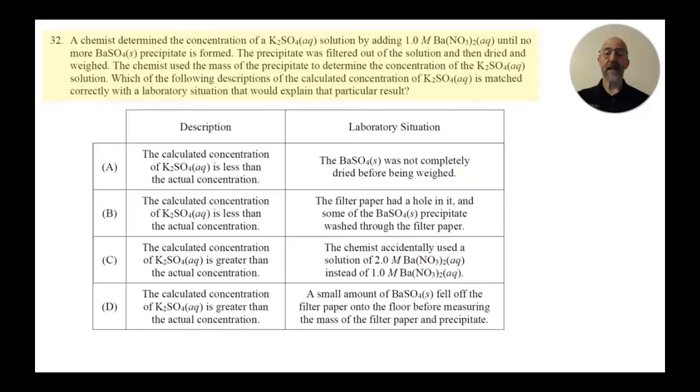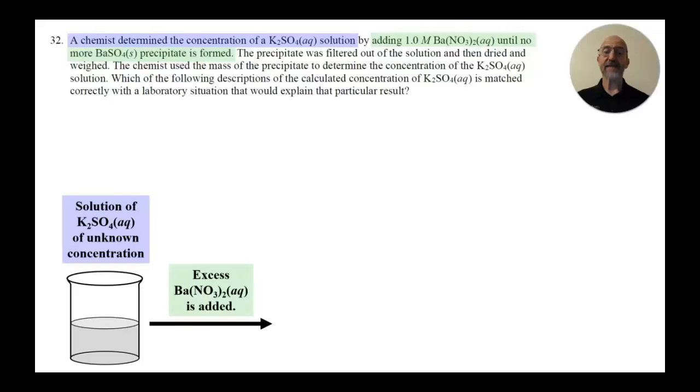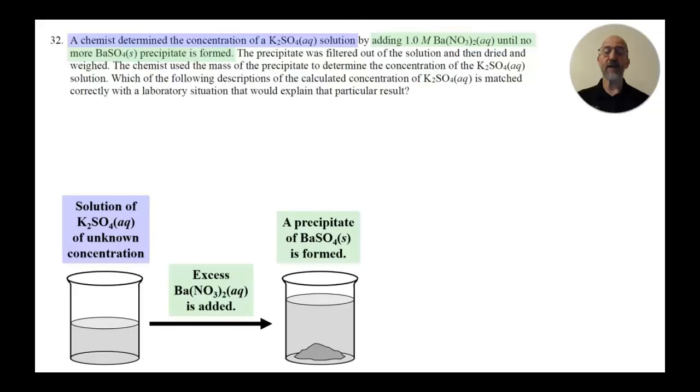Now, before I analyze each of the 4 laboratory situations in this question, let me give you a brief overview of this experiment. So we have a potassium sulfate solution, but we don't know the concentration. We add an excess amount of the barium nitrate, and the purpose of adding the barium nitrate is to convert all of the sulfate ions that were present in that solution into a precipitate of barium sulfate. But now we have to remove that solid barium sulfate from the solution, so the precipitate was filtered.